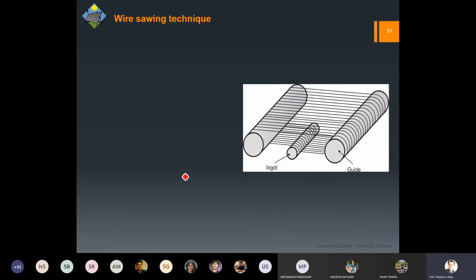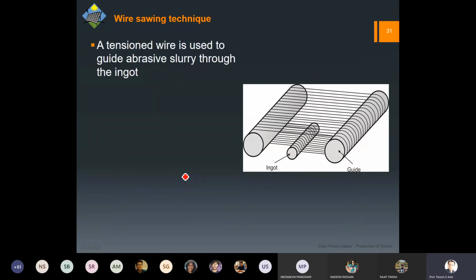So people are coming up with different techniques. Another one is wire sawing. This blade has a larger thickness, right? So instead of that, if we can use a wire, a tension wire is used for this.